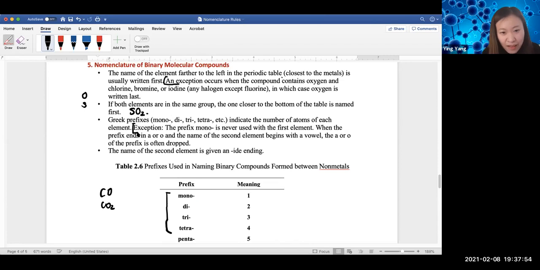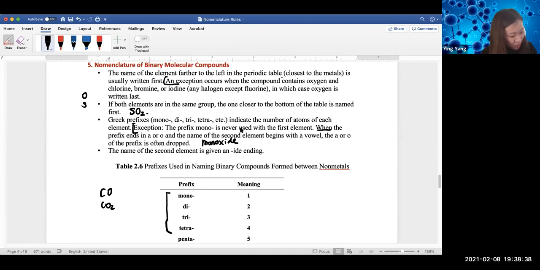An exception is that the prefix mono is never used with the first element. Therefore, we don't call it monocarbon monoxide. If it is the first one, we don't need to say mono, just carbon dioxide, carbon monoxide. And when the prefix ends in A or O, and the name of the second element begins with a vowel, the A or O of the prefix is often dropped. Mainly this is mono. We don't say monooxide. We drop the O and just write monoxide, right?